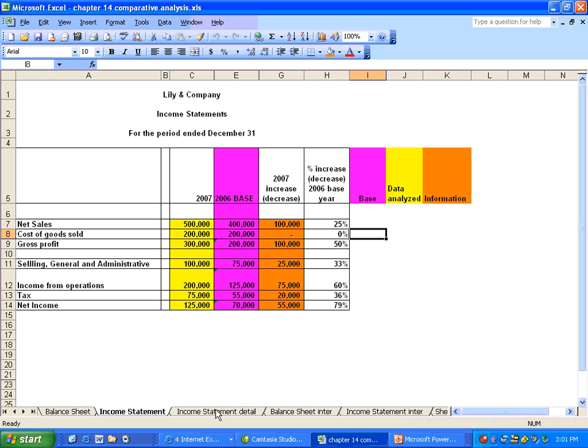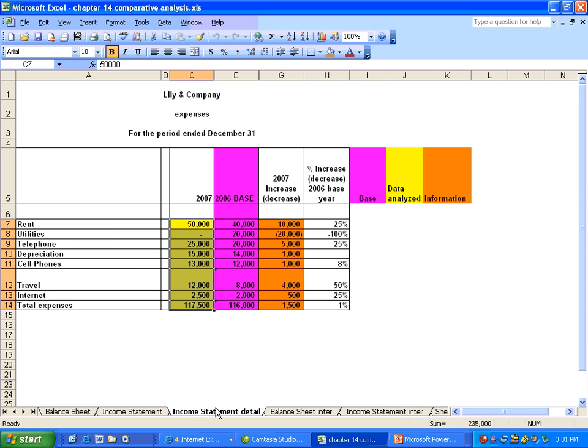Let me give you another example of how a company can use a horizontal analysis, and this is looking at the detail of an income statement. So I'm only looking at expenses here, and if I was only looking in total at the expenses, you see that my 2007 expenses are $117,000, whereas my 2006 expenses were $116,000. $1,500 increase, 1% increase. That makes sense.